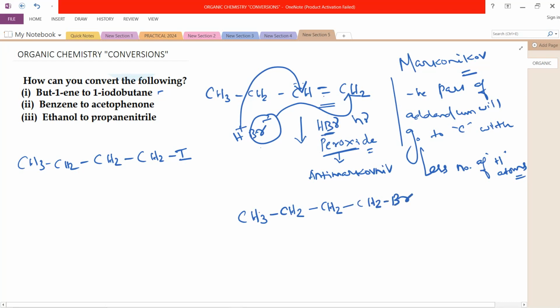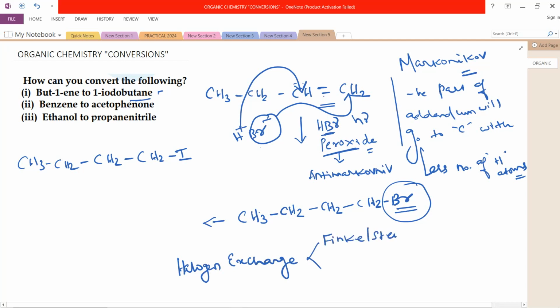So this is butyl bromide. Now what we have to obtain? We have to obtain iodobutane, right? This is bromobutane. So this bromine should be exchanged into iodine. For that we can go for a halogen exchange reaction. What is halogen exchange reaction? Halogen exchange reaction. What are the two types of halogen exchange reaction? One is Finkelstein reaction. Another one is Swarts reaction.